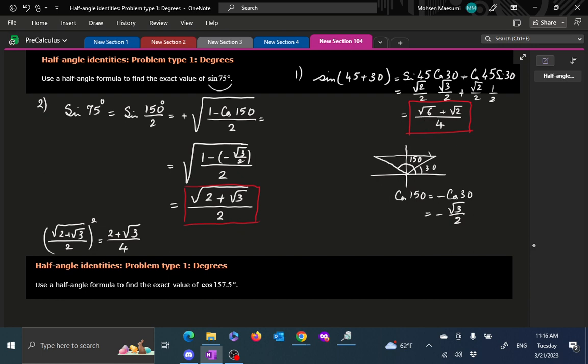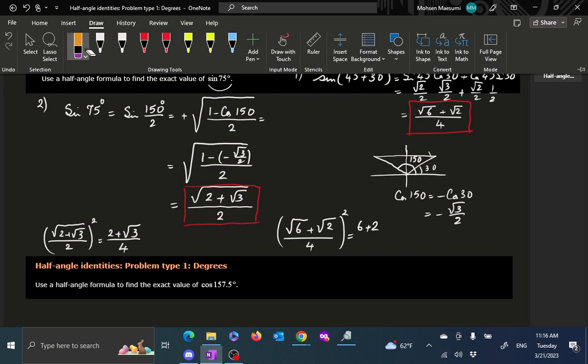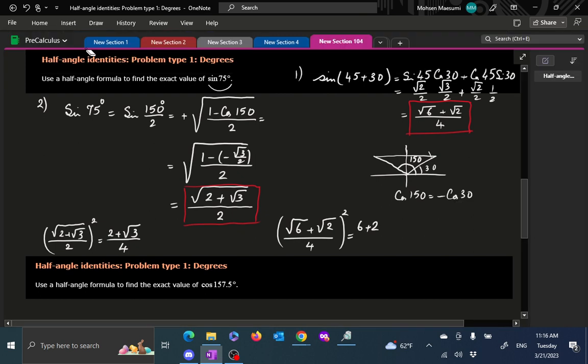How about this one? That one is a little bit more messy. Radical 6 plus radical 2 over 4, if I square it, I get the square of the first one, which is 6, the square of the second one, which is 2. Let me make a bit of space here.